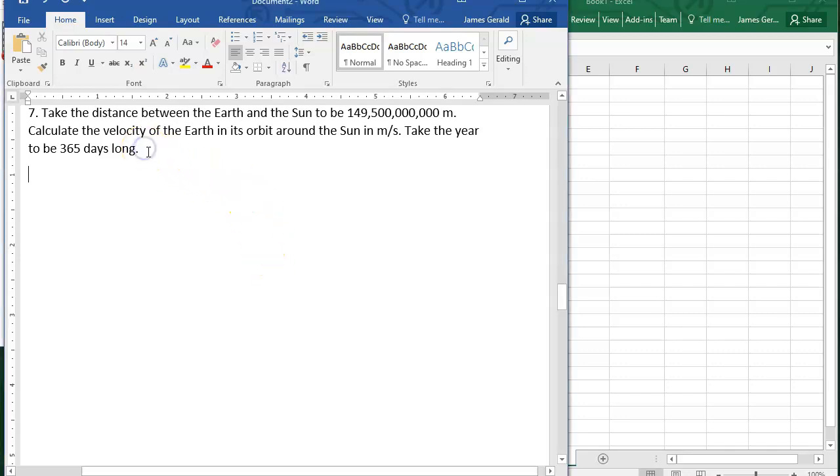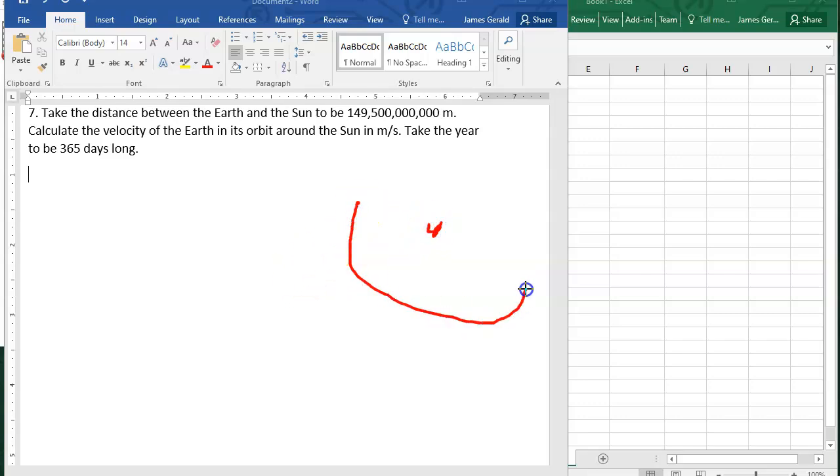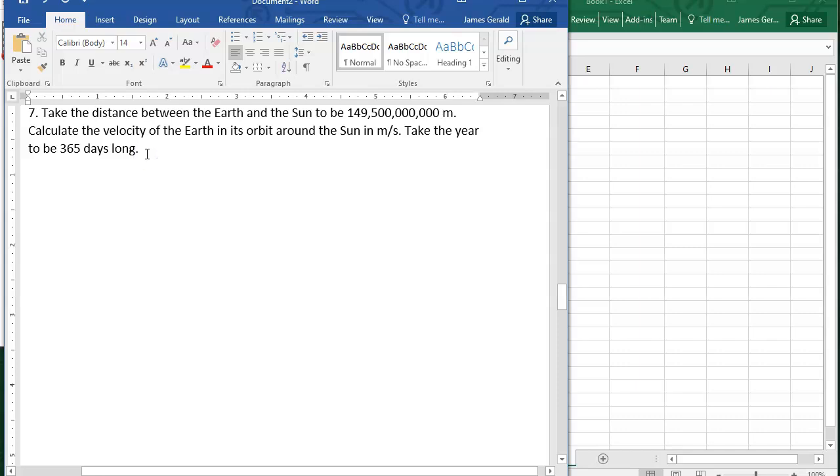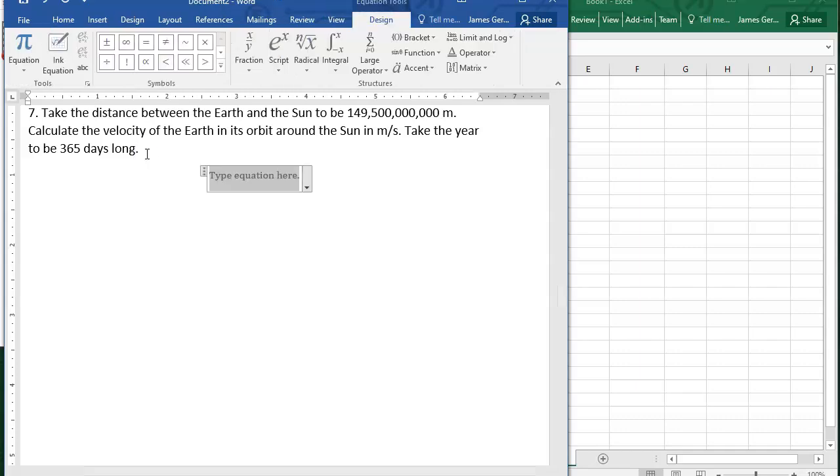Okay, so the Earth is going in a circle around the Sun, and we know the radius, right? If we have the Sun, the Earth's going in this circle around it, and we know that distance. And so we can figure out the circumference of that circle. The circumference is going to be 2 pi times the radius, which in this case is going to be 2 pi times 149,500 million.